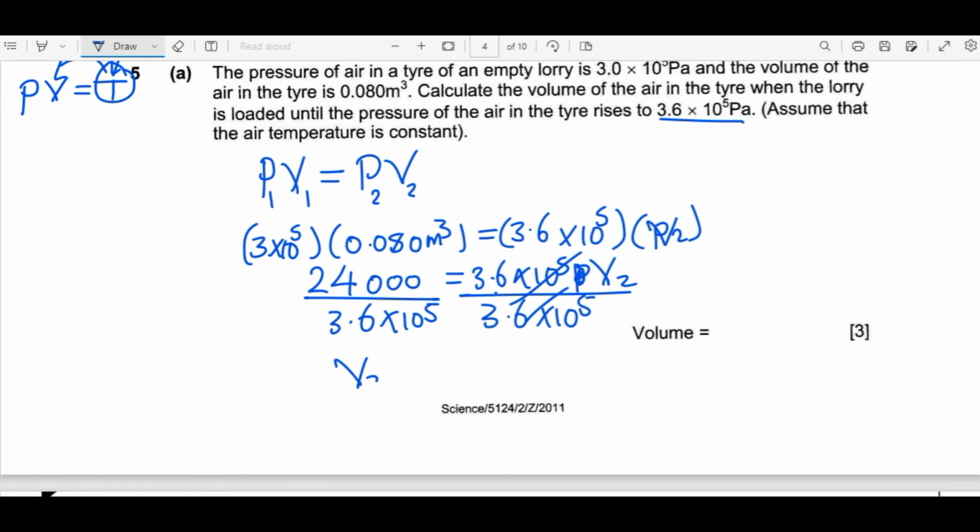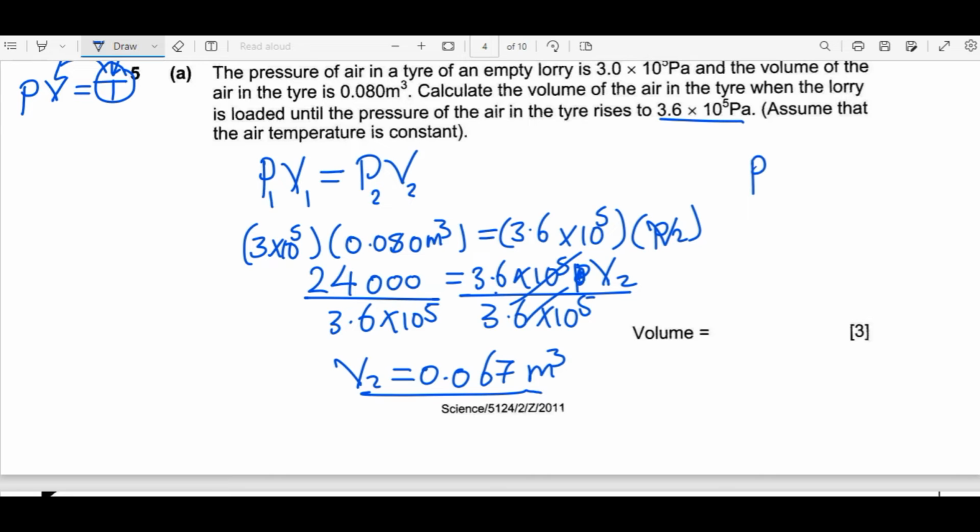So what's our volume 2? It is 24,000 divided by 3.6 times 10 raised to the power 5. So I'm getting 0.067 meters cubed. Now let's look at what happened here.